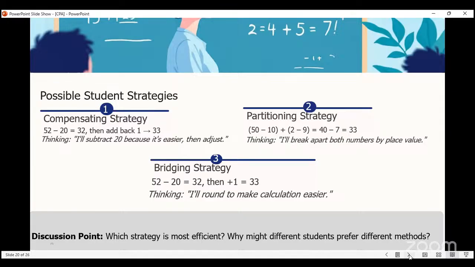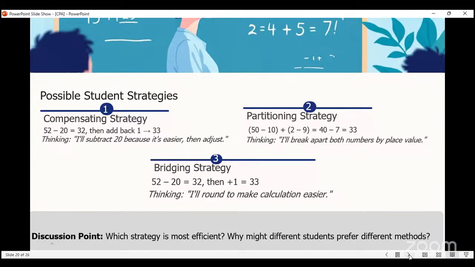Now, another strategy you can use to solve that is the partitioning strategy. You partition it. I know somebody did this partitioning strategy. In fact, that was Mide's strategy. You might not know the name of the strategy you used, but now you know. Partitioning strategy: breaking apart both numbers by place value and then bringing them together after you have gotten your solutions. Another strategy you could use to solve that is the bridging strategy.